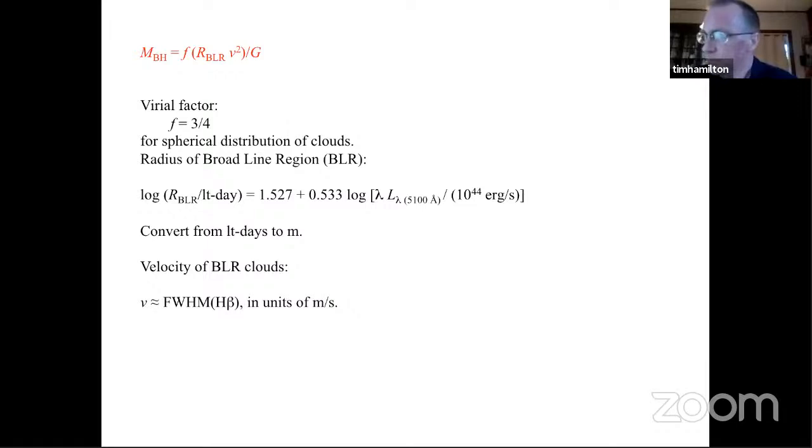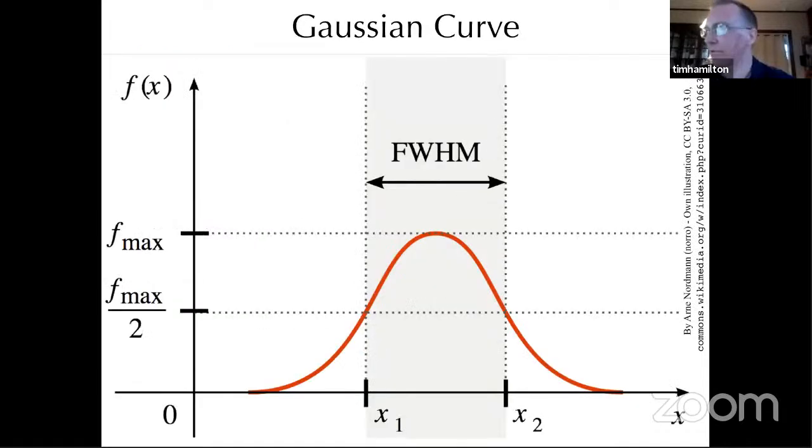Very roughly, the full width at half maximum of that hydrogen beta emission line will be the velocity of the clouds. Now, what do I mean by full width at half maximum?